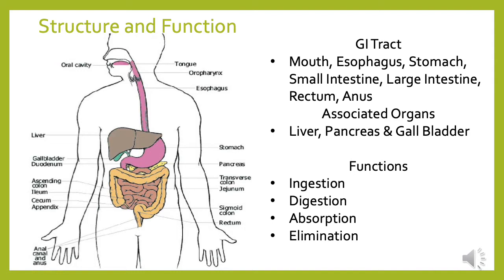There are 4 functions of the GI system, and the disorders that are going to be presented in this lecture are going to fall under one of the 4 functions. The first function is ingestion, and this is how we bring food into the body. So when we get into disorders like cleft lip and cleft palate later on, we're going to see that they're examples of ingestion problems. Next is digestion, and this is how the body breaks down food.